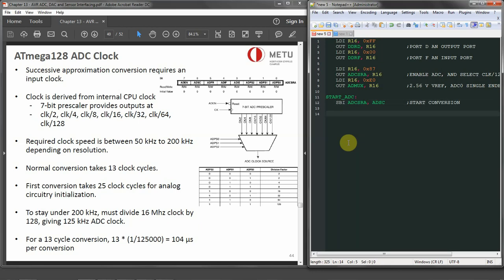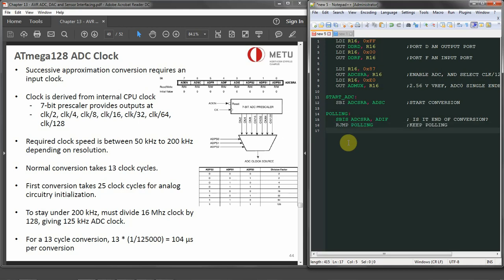Then we have to wait for the conversion to be done. So we have to check the interrupt flag. Because we didn't enable the interrupt, we have to wait by polling. So polling is going to check, skip if bit is set for ADCSRA, which bit? ADIF bit. So the interrupt flag bit has to be checked. Is it the end of conversion? Then if it's not, go back to polling. So keep polling.